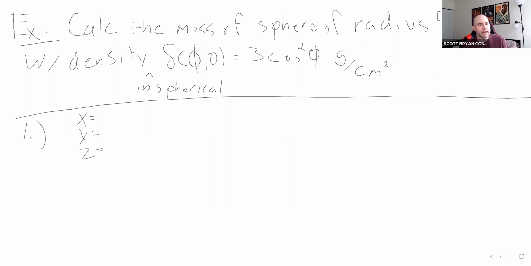So normally x would be rho sine phi cos theta, y would be rho sine phi sine theta, and z would be rho cos phi. But that's rho, phi, and theta. We need to get rid of one of the variables. And so we need to write the equation of the sphere in spherical.